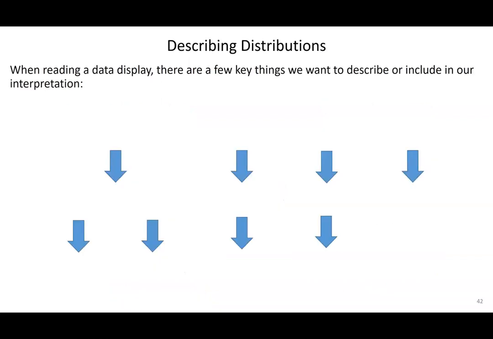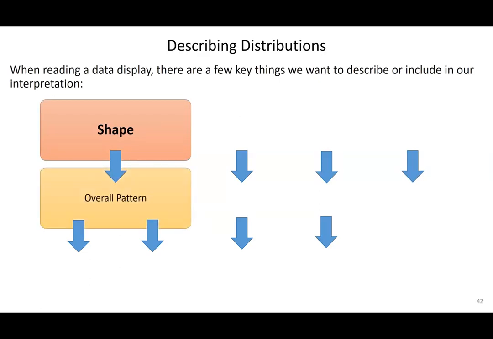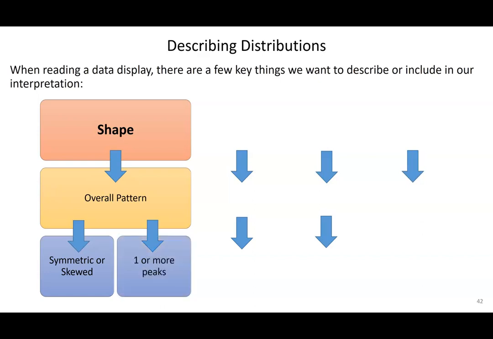So, describing distributions. There are a few features of distributions we really like to pay attention to. The first we're going to focus on is the shape. We want to know the overall pattern. This means, is it symmetric or skewed? If I were to fold it in half, does it fold neatly in half, or is it really unbalanced? And number of peaks: does it have one peak, does it have more? We'll have a slide that goes specifically on that.